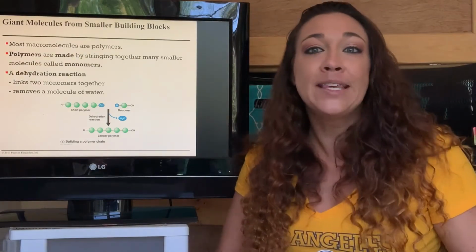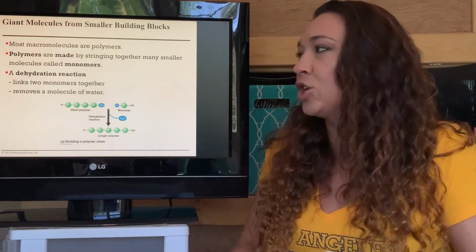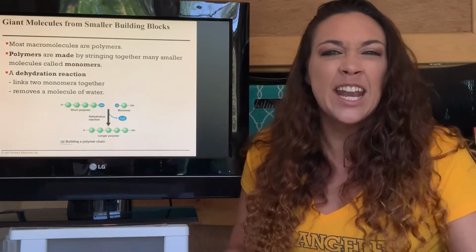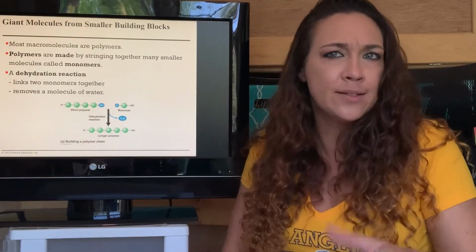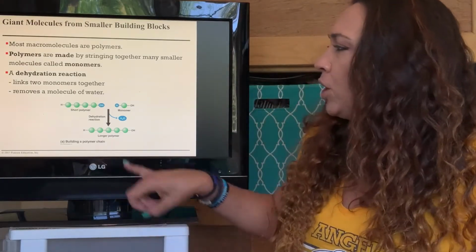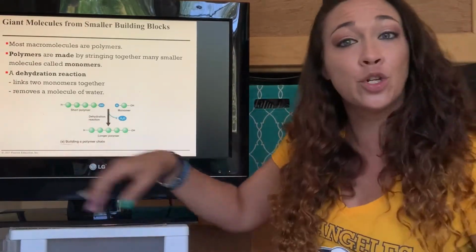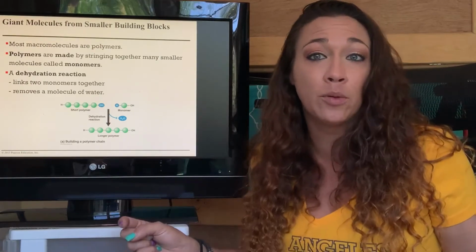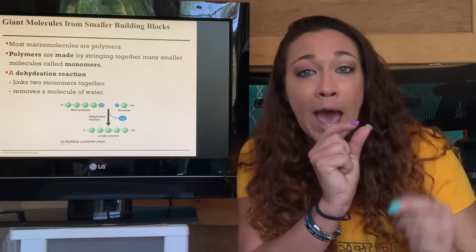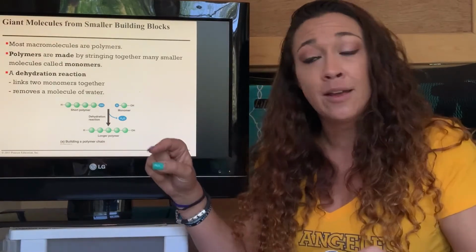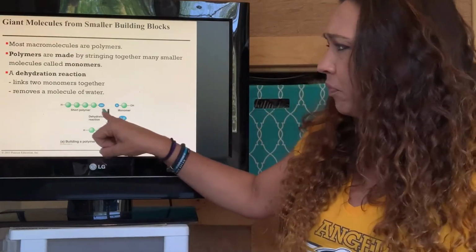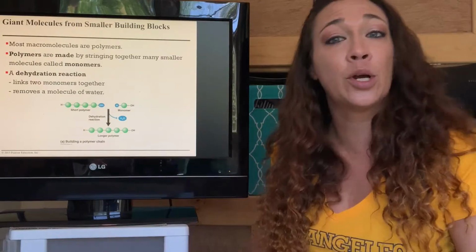So the way we make these polymers is through a reaction called a dehydration reaction. Now, dehydration kind of sounds like you're losing water, and essentially that's kind of what's happening. So what you have is this shorter polymer here that you're trying to make into a longer polymer. So what you do is you keep adding those little monomers, one, one, one, one, and you start making a little chain.